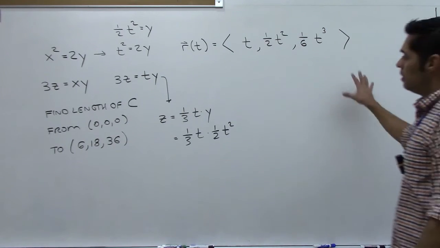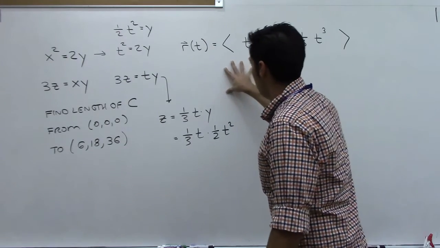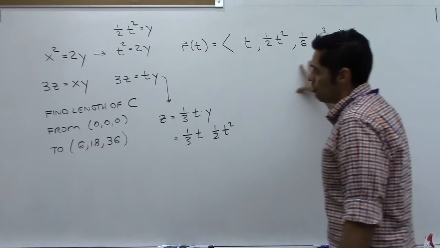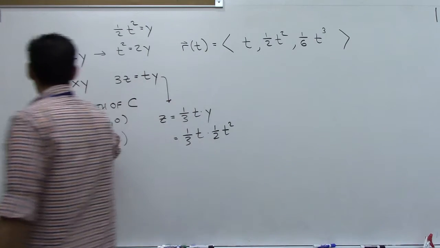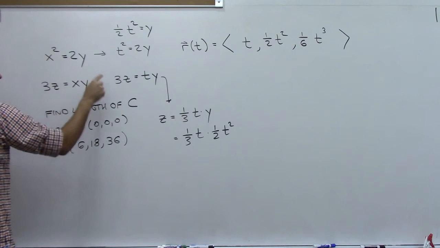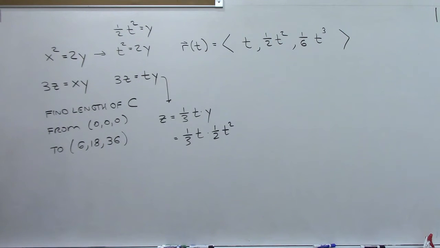So if we start graphing this vector curve, then it should draw the intersection of these two surfaces, because every point on that curve satisfies this equation and satisfies this equation at the same time. So there's our vector function.